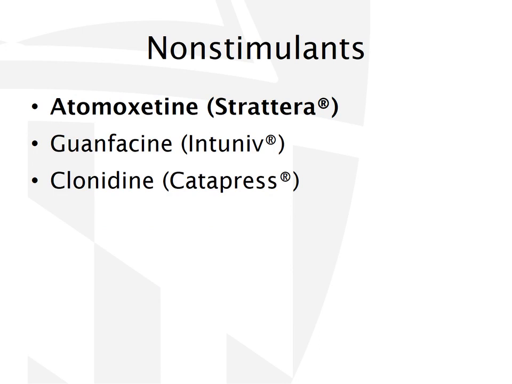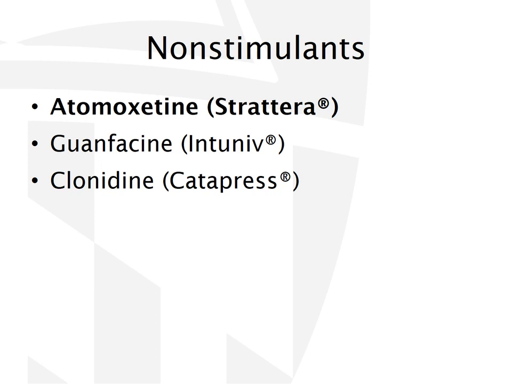All right, so let's move on to the second type of medication used for ADHD. These are the non-stimulants. The only one that I'm going to talk about is atomoxetine, or Strattera. I did put on the slide guanfacine, brand name Intuniv, and clonidine, brand name Catapres. Those are used, but they're really second or even third line agents, so that's more informational for you. The one I want you to know is atomoxetine.